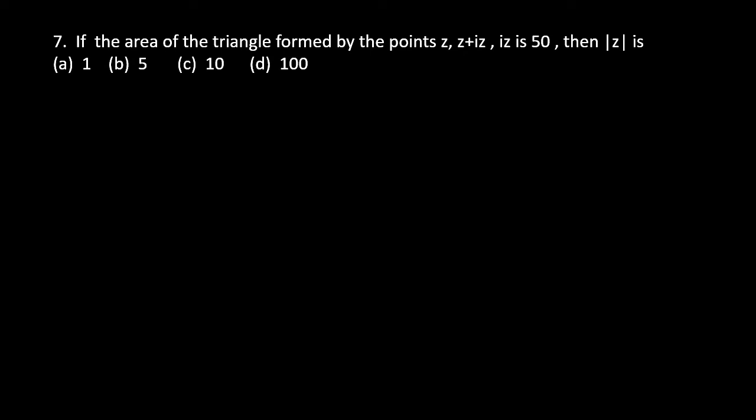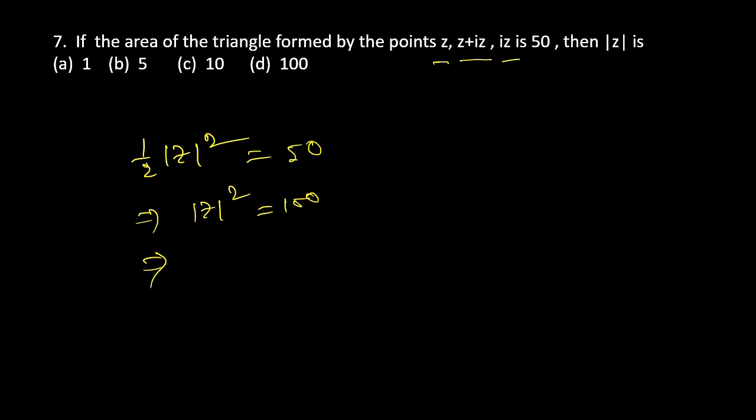If the area of the triangle formed by the points z, z plus iz, iz is 50, then mod z is 1, 5, 10, 100. Now the area of the triangle formed by z, z plus iz, and iz is half mod z square. Now the given condition is this is equal to 50. So mod z square equal to 100. Mod z is 10. So option C is correct. Okay, next problem.